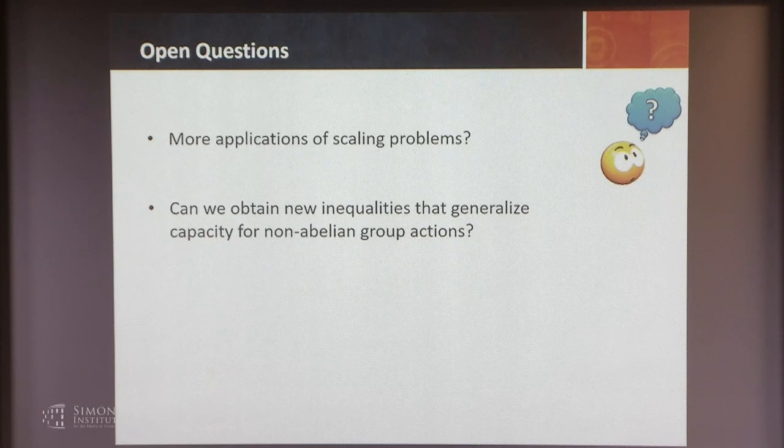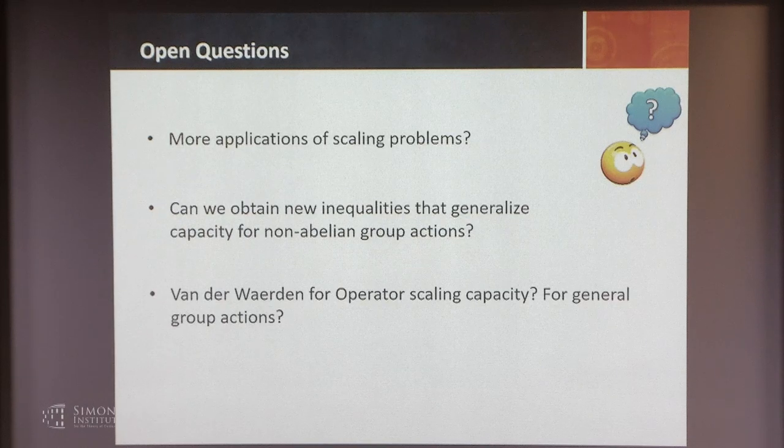Can we have some van der Waerden conjecture for operator scaling capacity? And what about general group actions? Can we really generalize this van der Waerden as much as possible, using invariant theory? Van der Waerden is not for capacity. Let me slide something under the rug.